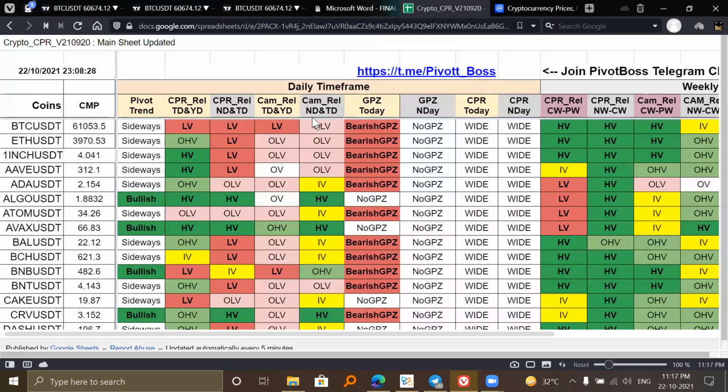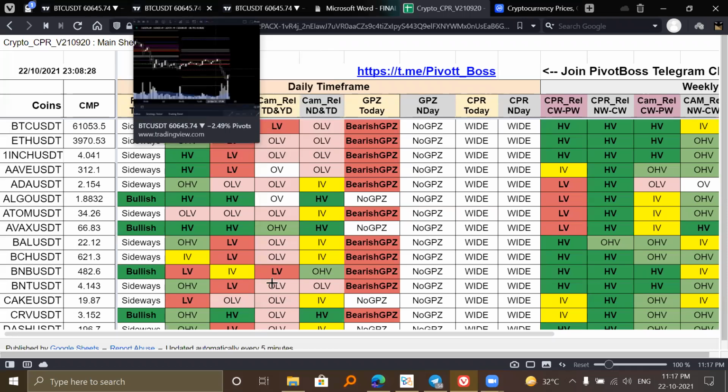If you don't remember all 6 relationships, then you don't need to worry. These are all written in the Secrets of a Pivot Boss book. So if you just go through it, you can understand it easily. So now comes the GPG setup. Oh, this one I have left out. Okay, Camarilla relationship, next day and today. Next day also an overlapping lower value relationship may happen. Most probably an overlapping lower value relationship will happen.